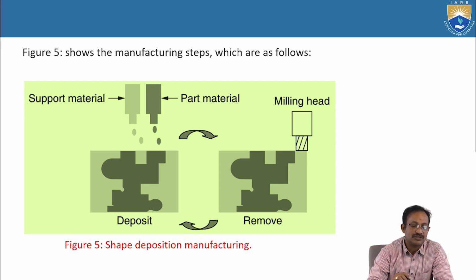It shows the manufacturing steps which are as follows. This is the support material. This should be light strength, that's why it is in light color. And part material, this should be strong. So this is the deposit and this is the milling head. So here it will be depositing, here removing. Understood? So here it will go like this and it will come like this.